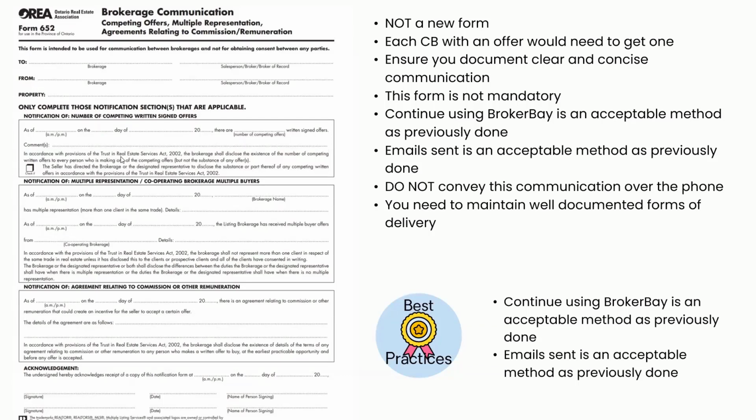In accordance with the provisions of the Trust in Real Estate Services Act, the brokerage shall disclose the existence of the number of competing written offers to every salesperson who is making one of the competing offers, but not the substance of any offers. Seller has directed the brokerage or designated representative to disclose the substance of, or part thereof, any competing written offers in accordance with the provisions of the Act. Notifications of multiple representation, cooperating brokerages, multiple buyers.